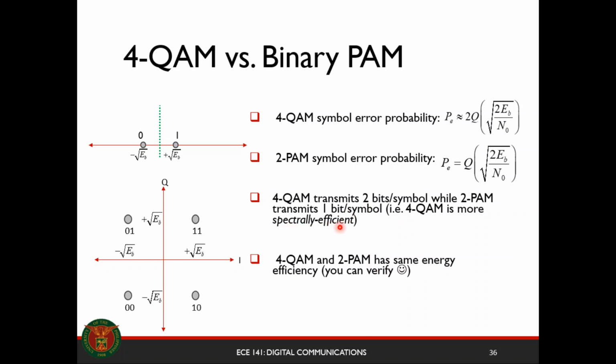So remember, the spectral efficiency is equal to the amount of bits per second per hertz, basically your bit rate divided by your bandwidth. If they occupy the same bandwidth, they have the same pulse, your 4 QAM is actually more spectrally efficient over your 2 PAM. In terms of energy efficiency, you can actually see that they have the same energy efficiency, so you can verify that.